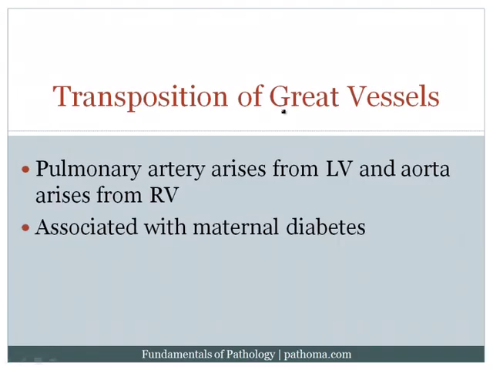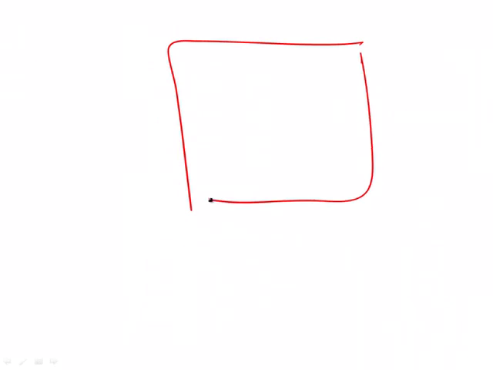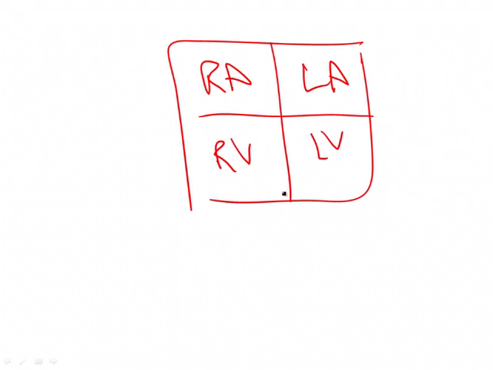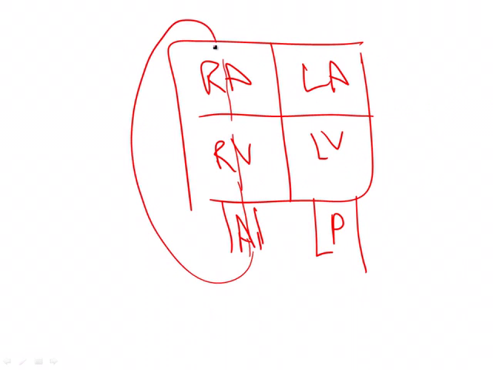The next disorder is transposition of the great vessels. The anatomy here is very straightforward, so let's just explain it. Right atrium, right ventricle, left atrium, left ventricle. Transposition means that the aorta will come off the right side and the pulmonary trunk will come off the left side. Now you can imagine right atrium to right ventricle to aorta. The aorta eventually goes through the systemic circuit and drains back into the right atrium. So you're going to create a circle here.